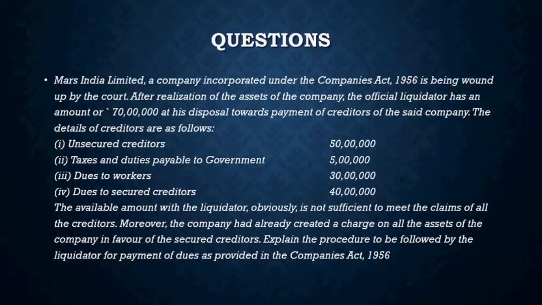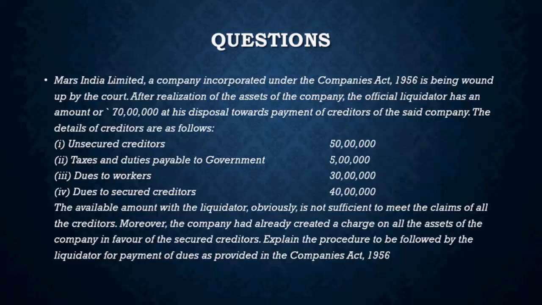Taxes and duties payable to government, they are into the preferential payment. So the third priority. Dues to workers, when they say workers it means workmen, right? So the first priority. And dues to secured creditors, again the first priority. So they never talk about the expenses and the floating charge people, right? I haven't seen a question like that in the examination so far, where they talked about the expenses, or maybe they have talked about the expenses once, I guess, but they have never talked about the floating charges, right?